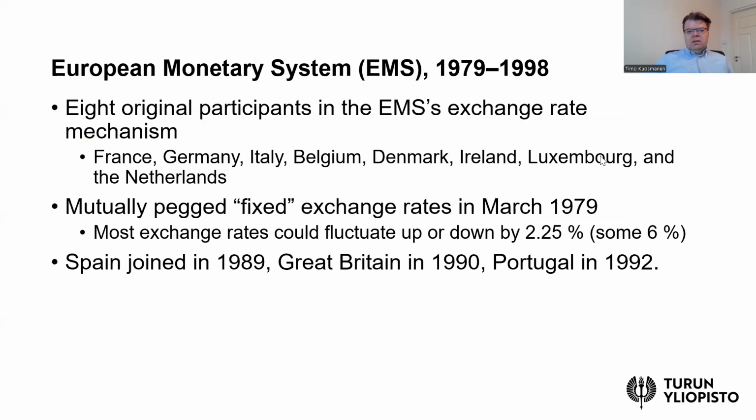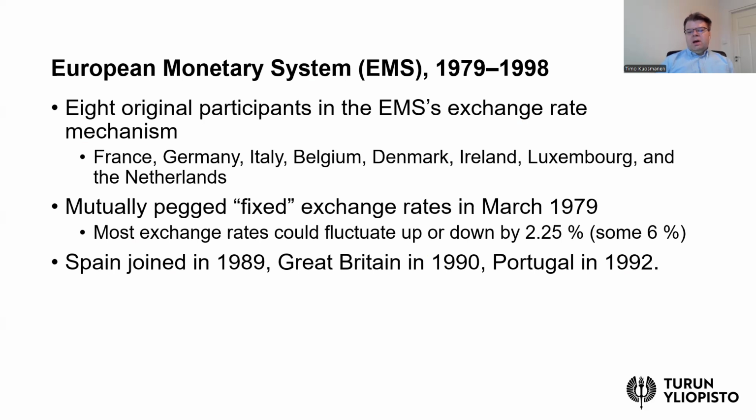Then in the late 70s, in 1979, eight European countries, including France, Germany, Italy, Belgium, Denmark, Ireland, Luxembourg, and the Netherlands, established the so-called European Monetary System, or EMS. This was similar to the Bretton Woods system earlier, but considering these eight European currencies. They would be mutually backed using fixed exchange rates, and there could be fluctuations up or down by 2.25%, for some currencies even up to 6%. So this was a somewhat wider spread than in the Bretton Woods arrangement.